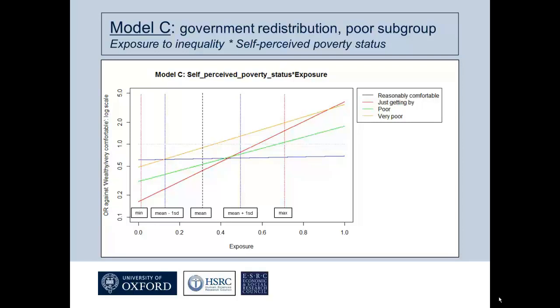Specifically, the odds at mean exposure of the poor for people who are just getting by are only 0.43 times those of people who regard themselves as wealthy or very comfortable, while the odds at mean exposure of the poor for people who regard themselves as poor are just 0.53 times those of people who regard themselves as wealthy or very comfortable. The odds at mean exposure for people who regard themselves as reasonably comfortable or very poor are lower than those who regard themselves as wealthy or very comfortable, but the differences are not statistically significant.